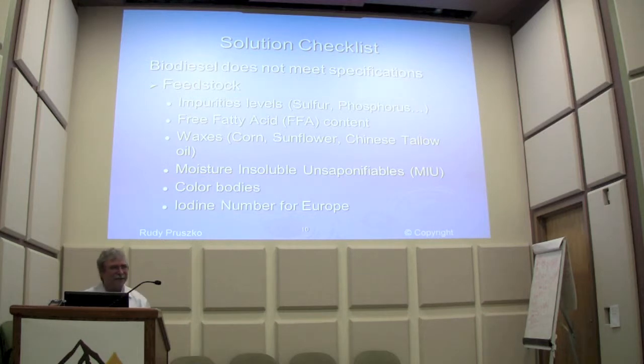I've worked with palm. It's like cherry red when it's done. And if you were in Europe, they have an iodine number spec on their biodiesel, which prevents you from using soybean oil or palm oil to make biodiesel there. You can only make a certain percentage, and then you have to blend it with rapeseed oil biodiesel.